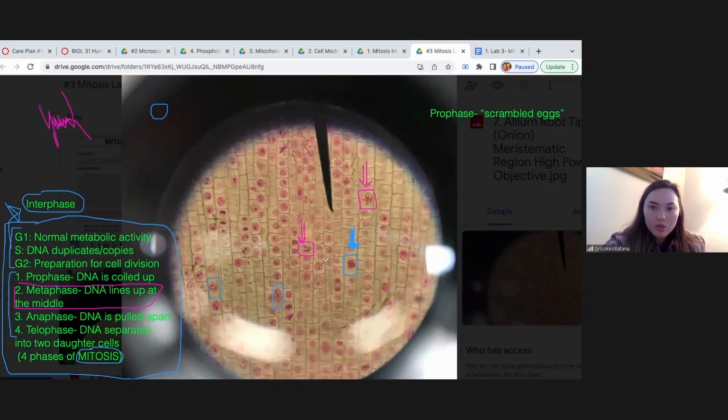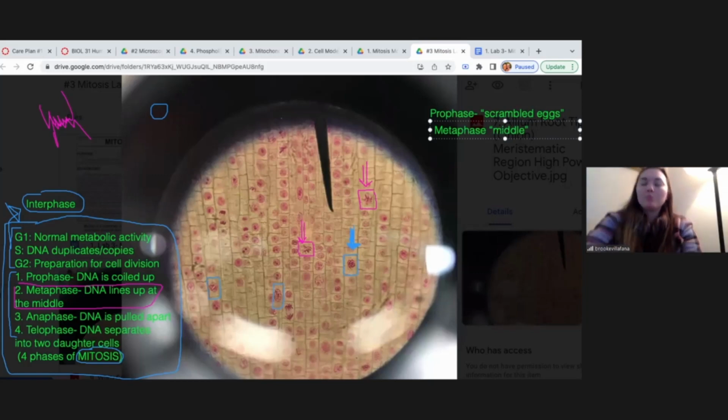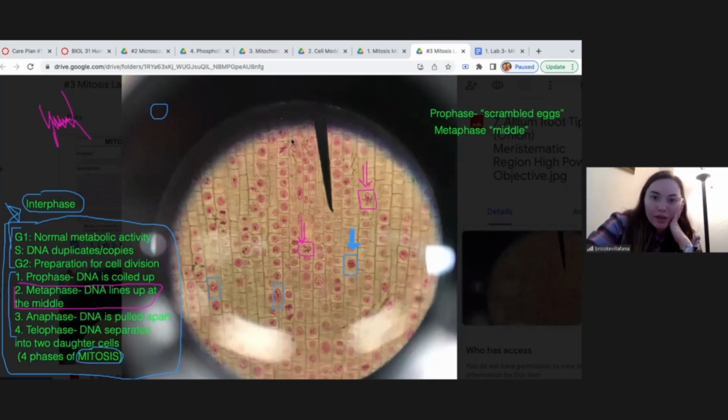So those are the two best examples there of metaphase. So metaphase, I just think of the word middle. They're kind of pushing themselves towards the middle. All right, anaphase, let's use red.